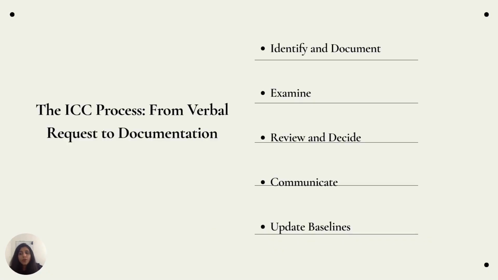Then you review and decide. The change control board, that is the CCB, a formalized group of stakeholders, reviews the analysis and makes a decision: approve, reject, or defer. Then you communicate it. The project manager communicates the CCB's decision to all the affected stakeholders, and ultimately you update the baseline. That is, if approved, the project manager updates the baseline and all relevant project documents like the schedule and the cost plan. If rejected, the reason is documented in the change log.